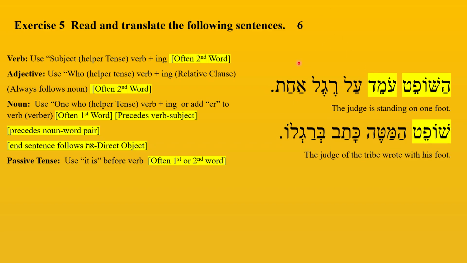Second half of number 6. Ha shofet omed al regel achat. All right. So ha, the first word, probably subject. Ha makes it a noun, so most likely the subject. So the judge, again, the one who is judging, the judge is standing. So that works on one foot.